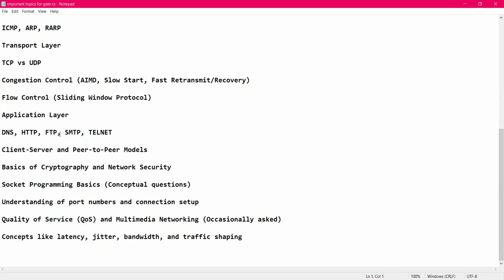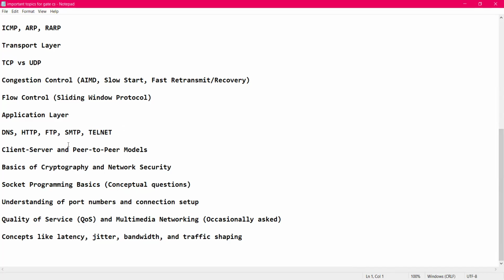Next one, application layer. Coming to application layer, there are some important topics. First one is DNS, HTTP, FTP, SMTP, Telnet. These are the first important concepts. Theoretical questions will come from this topic. So focus on these topics: DNS, HTTP, FTP, SMTP. Theoretical questions will be asked from these concepts, so you will not miss any question they ask from this topic. So focus on this.